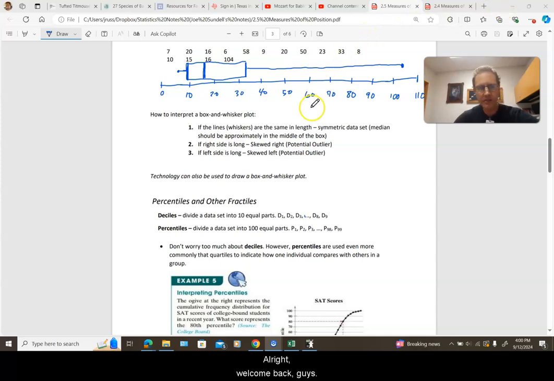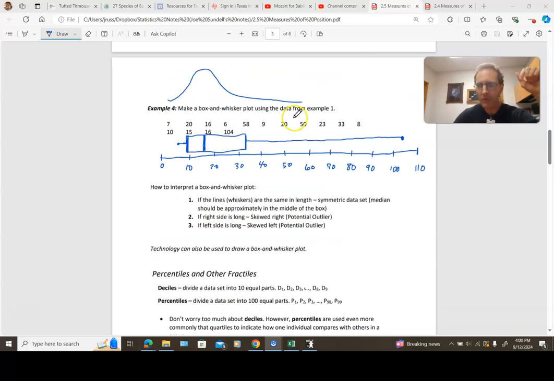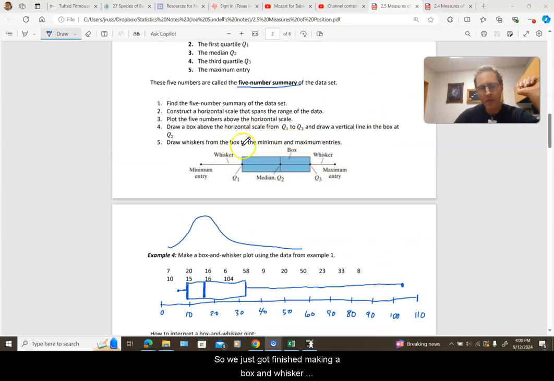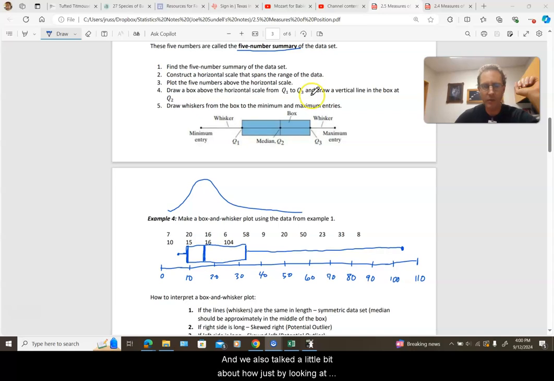Alright, welcome back, guys. We're going to go ahead and finish up this 2.5 measures of position. So we had just finished making a box and whisker plot using the 5-number summary. And we also talked a little bit about how just by looking at this box and whisker plot we can tell how the data is distributed.